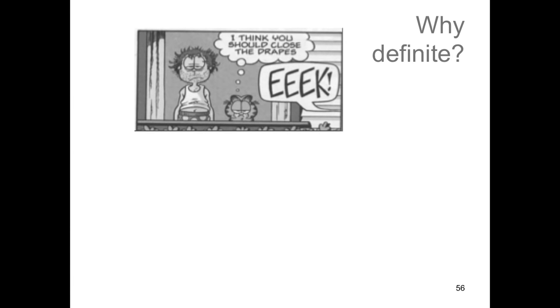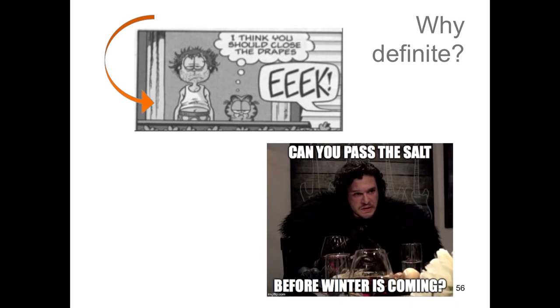Now let's take a look again at this example. How do we know which drapes we're talking about? Well, because the drapes are present in a situation of utterance. Situation of utterance, in French, situation d'énonciation. Now, what about the salt? When you ask, can you pass the salt? Why is it definite? Well, again, the salt is here on the table. It's in the situation of utterance.